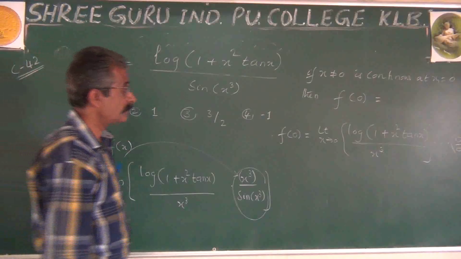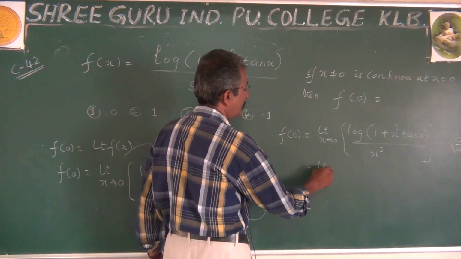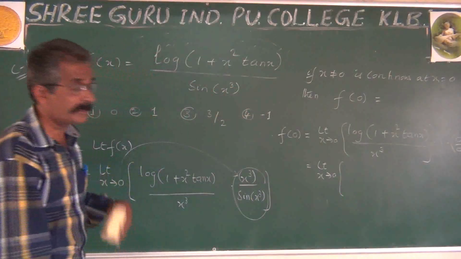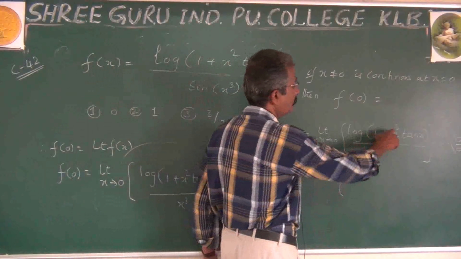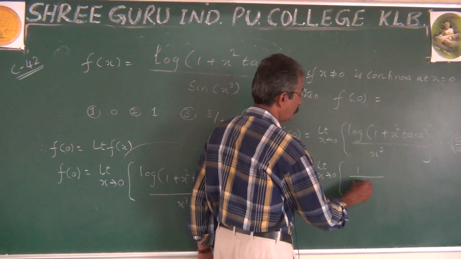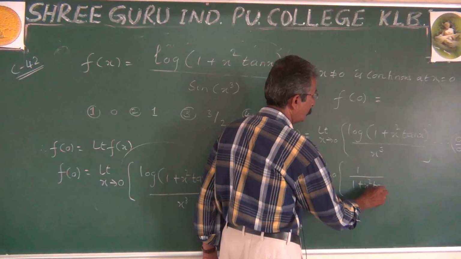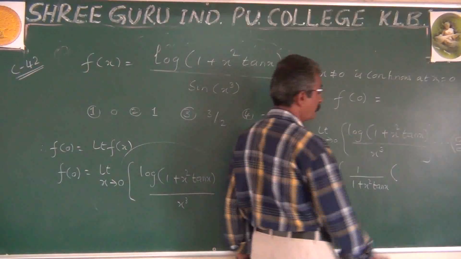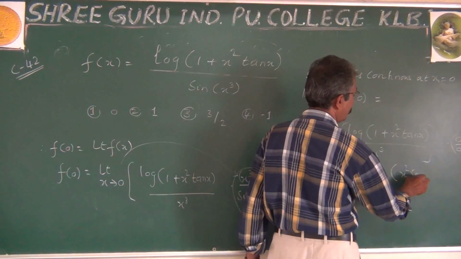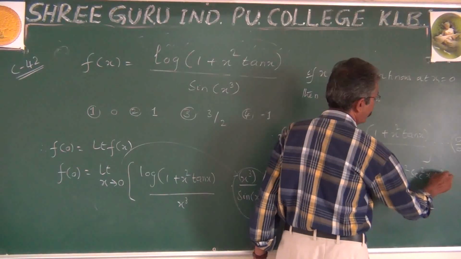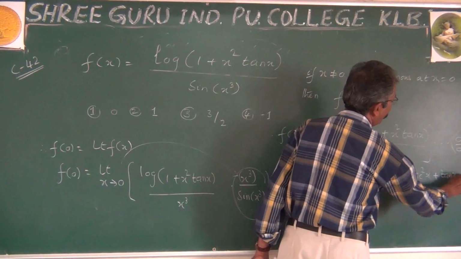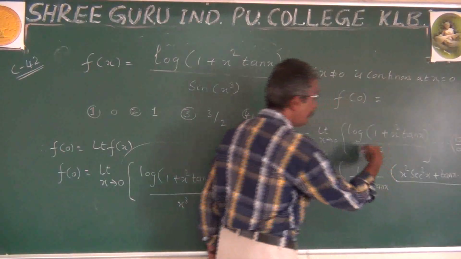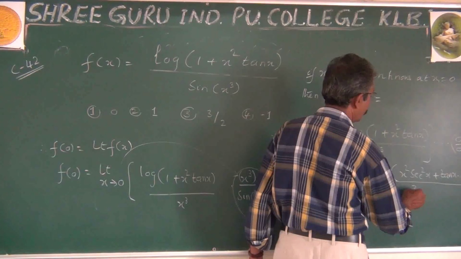On applying L-Hospital rule, limit extending to 0, means differentiate numerator and denominator. Differentiation of log gives 1 by 1 plus x square into tan x, not enough, into differentiation of x square tan x by product rule. First function x square into secant square x, second function tan x into differentiation of x square, 2x, all divided by differentiation of x cube, which is 3x square.